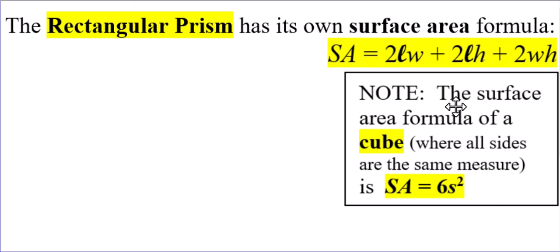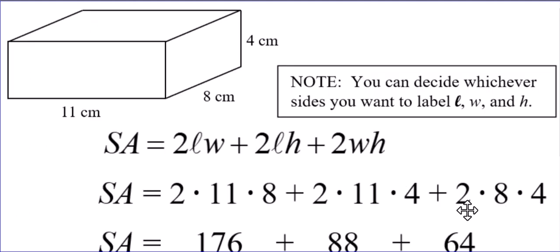Note, a cube where all sides are the same measure has the easiest surface area formula of them all. You just take s to the second power, which gives you the area of one of the squares, take it times 6 because there's 6 sides to a cube, and boom, you have your surface area of a cube, really nice and easy. Here's a quick example of the surface area of a rectangular prism.